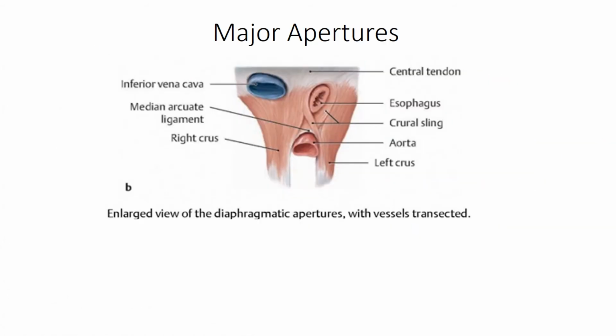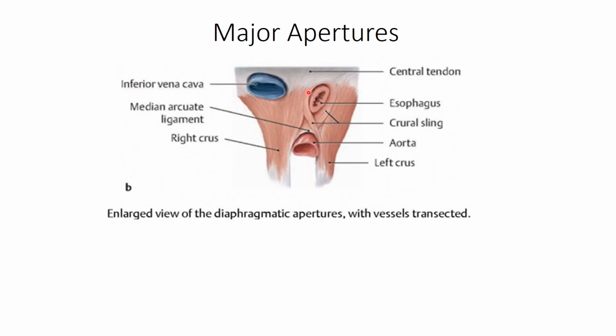Now this is an enlarged view of this diaphragmatic aperture, and here the structures are closely cut to reveal the major apertures of the diaphragm. This is the posterior and inferiormost opening, which is the aortic hiatus, and it is bounded anteriorly by this median arcuate ligament and on both sides by the medial edge of both of the crura of the diaphragm, and posteriorly are the thoracic T12 vertebra and L1 vertebra.